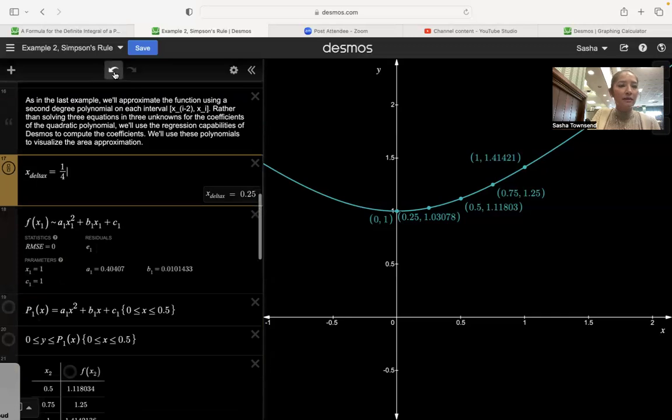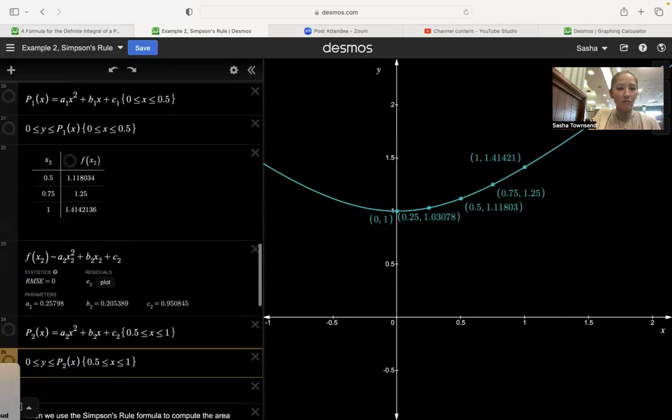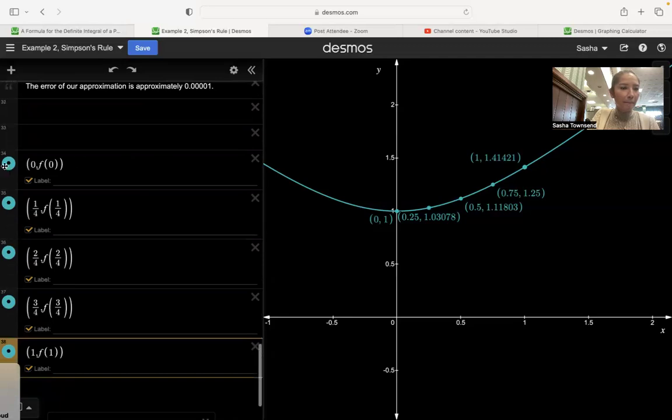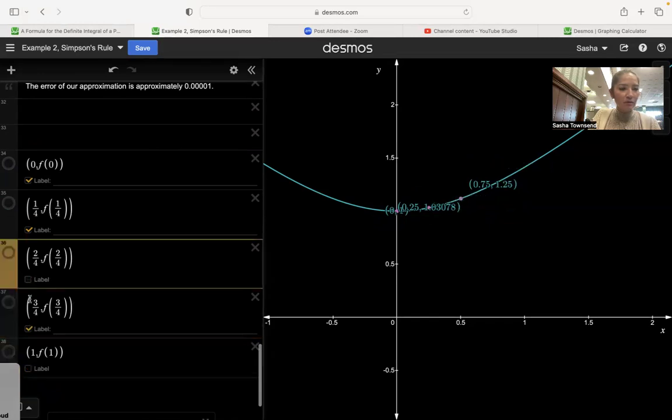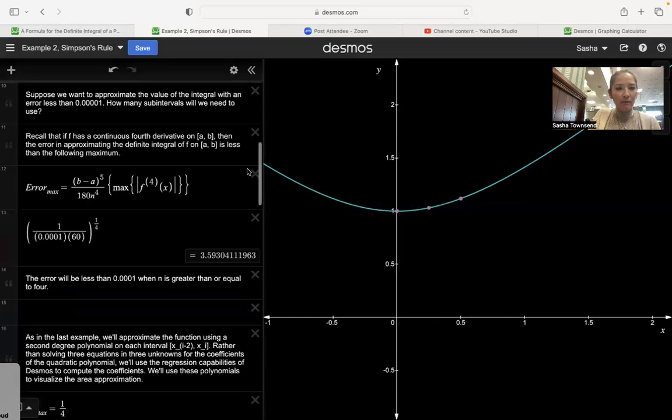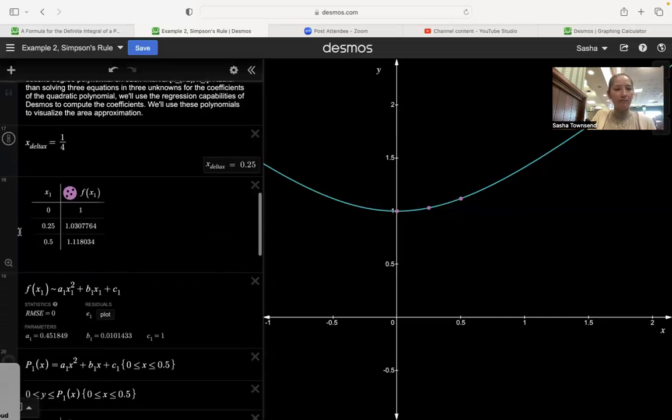Actually, oops, I didn't mean to do that. I plotted these earlier after we said n equals 4. I'm going to get rid of those now, just so that we can emphasize what we're plotting with these tables. So we plot our ordered pairs for x equals 0, 1/4, and 1/2 using the function, evaluating the function at those values. We get these values.